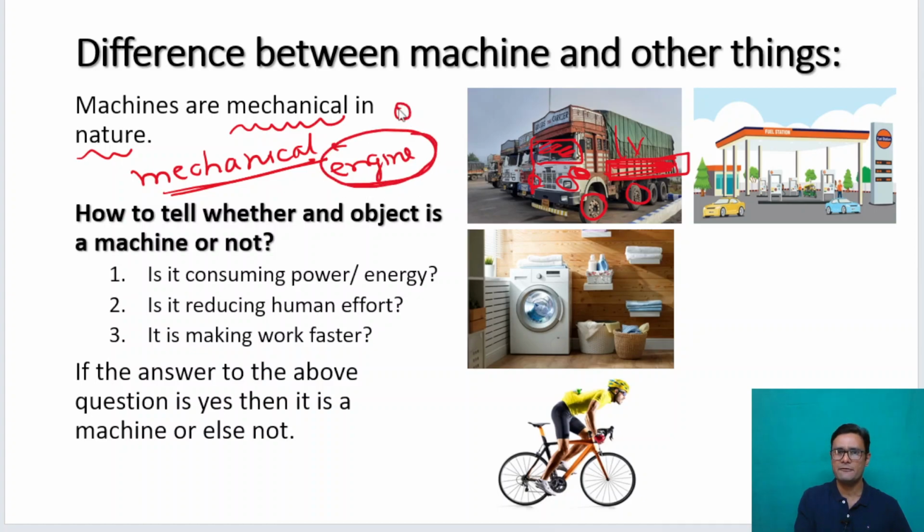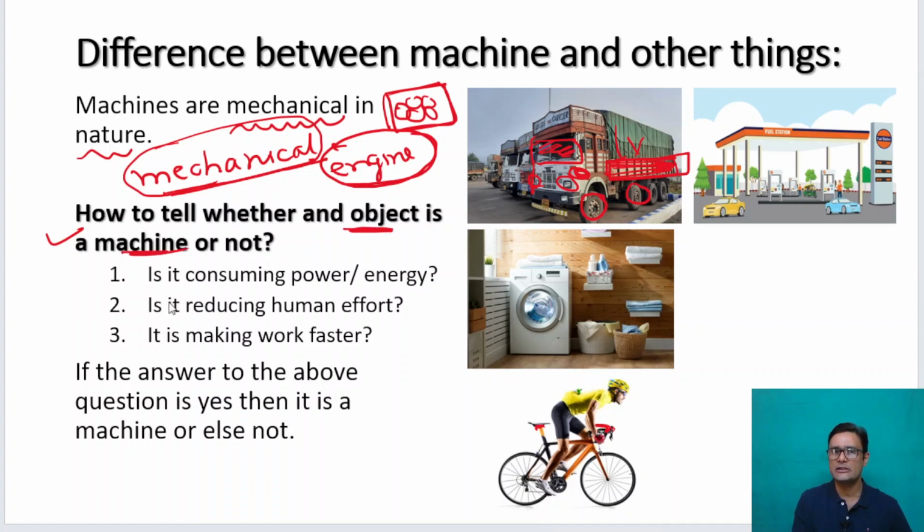So there are many different parts which work together to make a machine. Even in a bicycle, there is a wheel, there is a pedal, there is a seat, there are bars, there is a handle. So many things are attached to each other. So that is why a machine is called mechanical in nature. How do you know if it is a machine or an object?